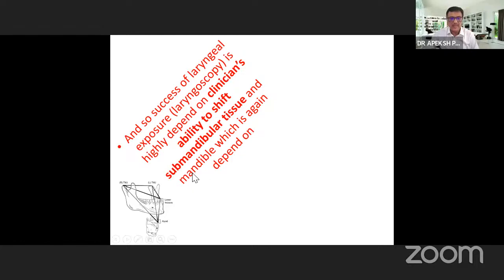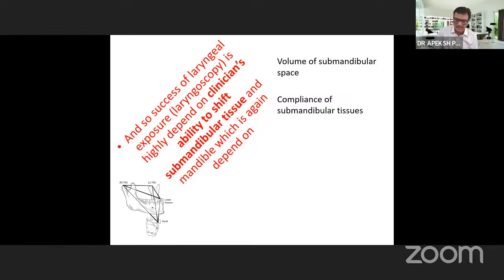And again, this depends on the volume of submandibular tissue. Like in case of acromegaly, there is an enlarged tongue. In obesity, there is an enlarged tongue. That leads to difficult laryngoscopy. Then compliance of the submandibular tissue: like in case of angioneurotic edema or Ludwig's angina, there is less compliance of the submandibular tissue. We are not able to compress that tongue. We are not able to shift that tongue. This leads to difficult laryngoscopy. So this concept explains everything about difficult laryngoscopy.